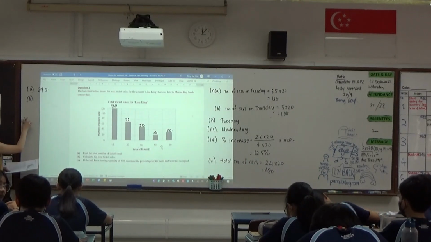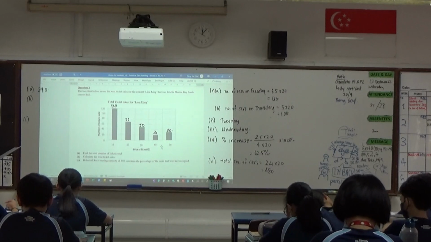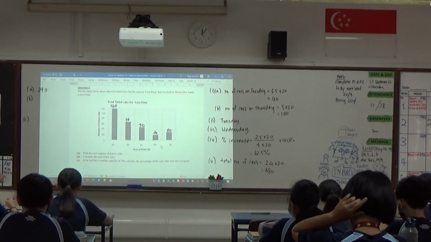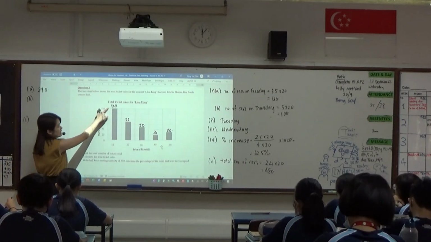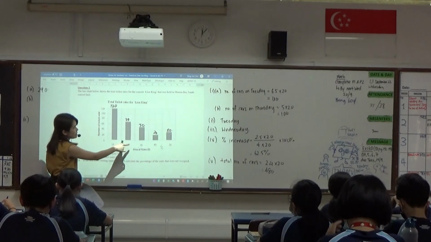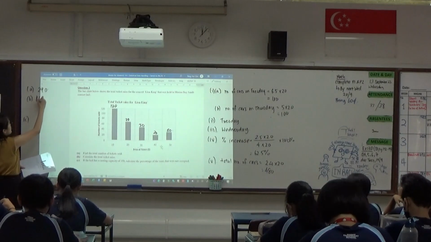No. Better keep it up. 6,400. We all get 6,400. Yes, okay. So what you need to do is take the number of tickets times the cost here. Then take 70 times 20 plus 50 times 30 and so on. So you should get 6,400.